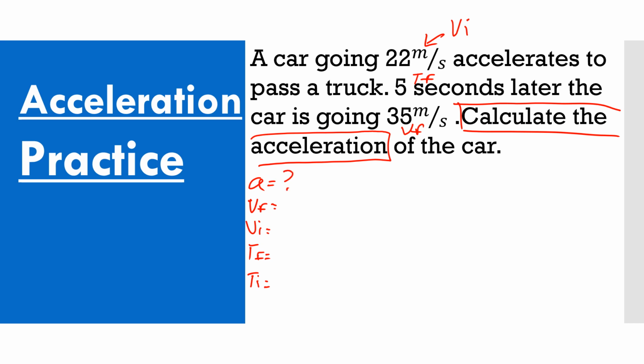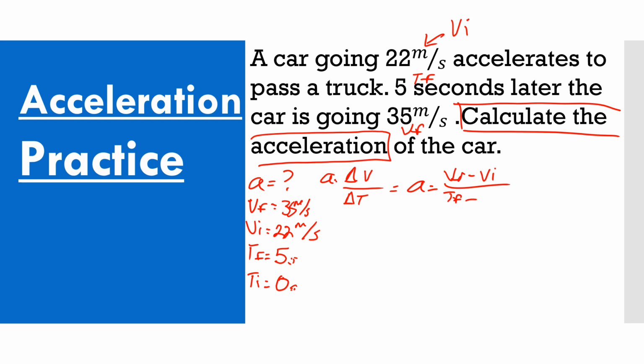So my acceleration is the question. My velocity final, 35 meters per second. My velocity initial, 22 meters per second. Time final, 5 seconds. Time initial, 0 seconds. So we're going to put in our formula. Acceleration is equal to delta V over delta T. So velocity final minus velocity initial over time final minus time initial.